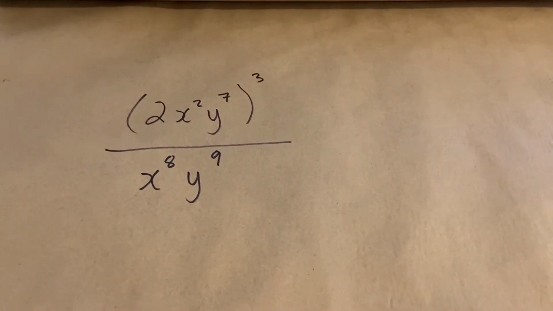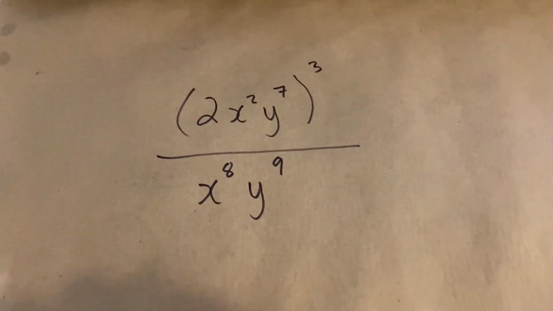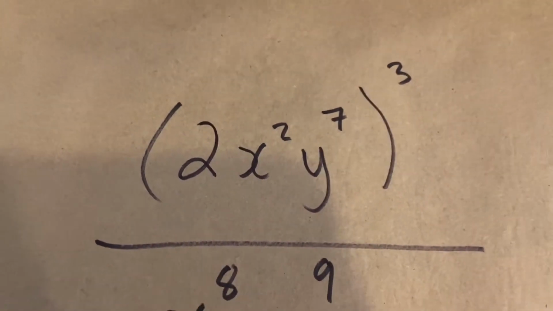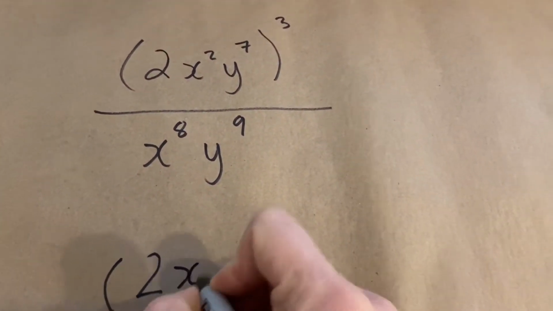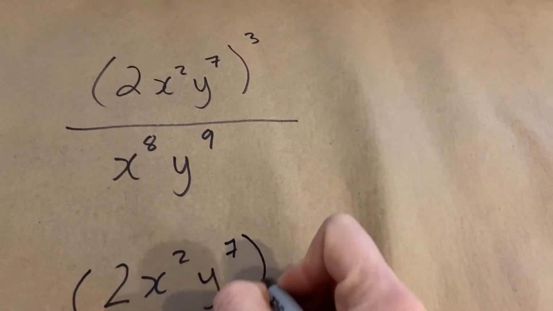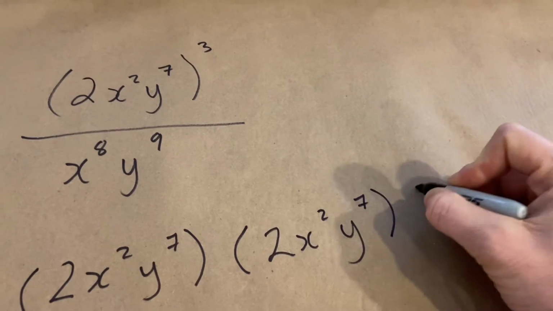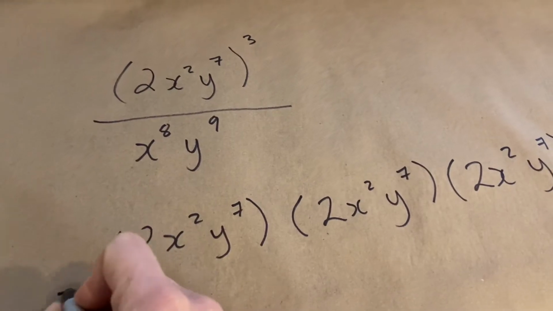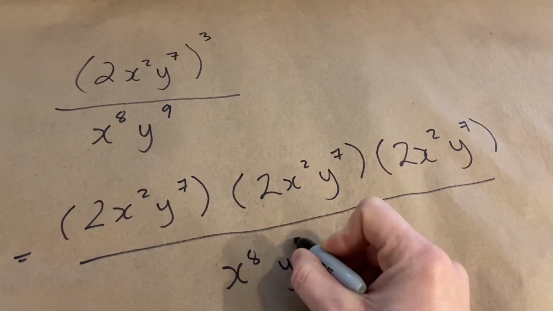Here is the second example we did. We worked on this one in our breakout rooms, and I'm going to help you with it as well. I want you to notice that when you see the exponent 3 outside of the bracket, it means you need to multiply what's in the bracket by itself 3 times. So that means I have 2x squared y to the exponent 7, and then 2x squared y to the exponent 7, and then 2x squared y to the exponent 7 on the top, and on the bottom I just have x to the exponent 8, y to the exponent 9.